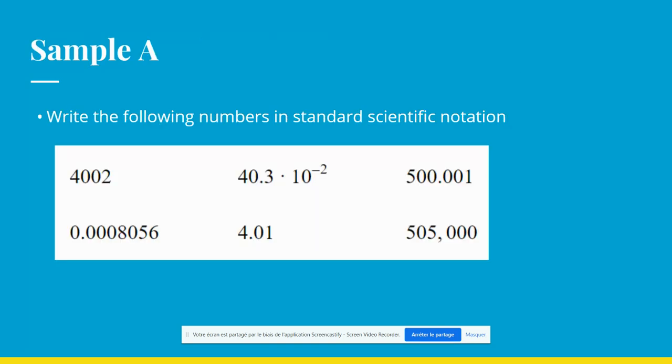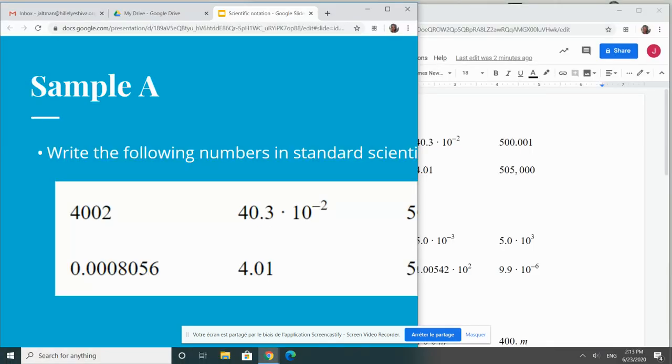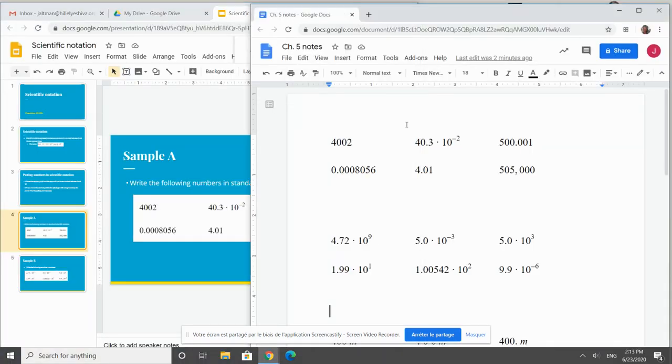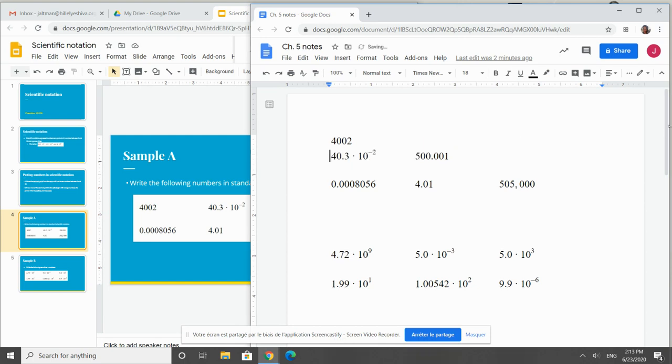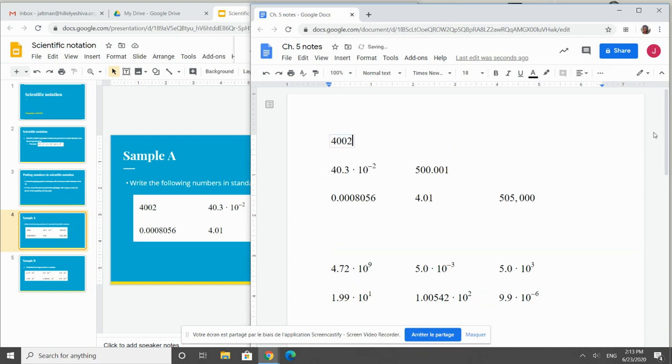I'm going to work through these examples with you. Some of them are a little bit harder than others. So I'm going to start with the first one, which is 4002. Even though there is not a decimal place there, you can actually place it right after the 2. Then what I do is I move the decimal place to the left 3 times. So I get 4.002. And then I moved it to the left, so the power of 10 will be positive. And I moved it 3 times, so it is times 10 to the third power.